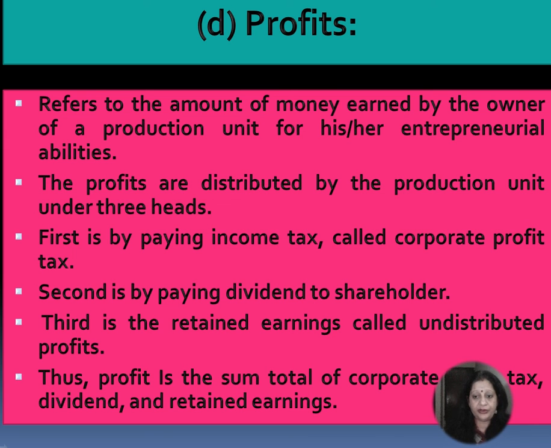So profit is also categorized into three forms, that is income tax, what we are paying to the government, and if we are in a business then it is known as corporate profit. Second is the dividend which we are giving to shareholders from whom we are taking some money. Third is retained earning, which is known as undistributed profit. So profit is the sum total of corporate tax, dividend and retained earnings. When all these, retained earning, income tax and dividend, are summed up, then the figure is known as the profit.